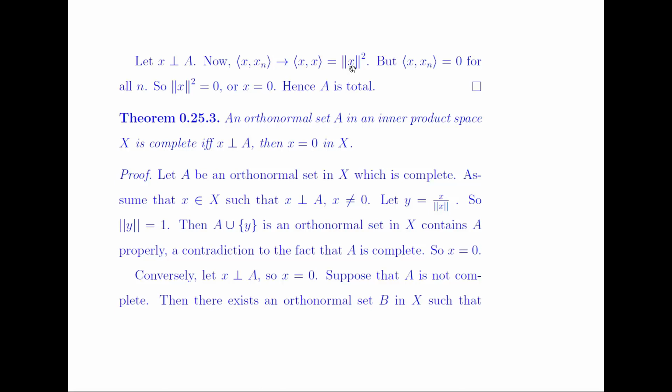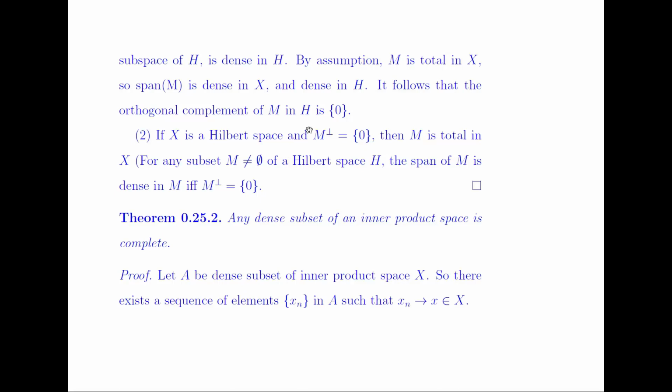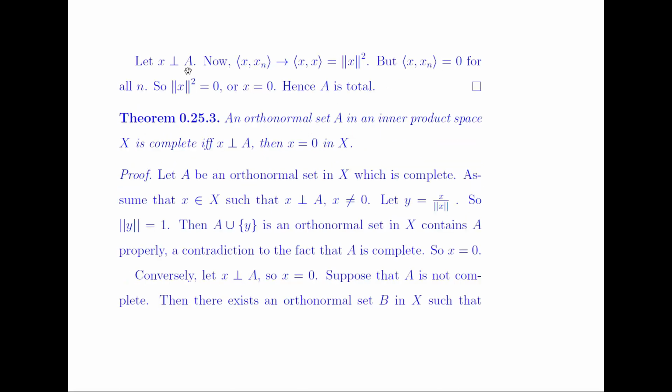But here we have considered that xn is in A, and we said that x is perpendicular to A. So we have the inner product of x comma xn equal to 0 for all n. It means that the norm of x squared is equal to 0. Hence x is equal to 0, that is, A is total by the definition.